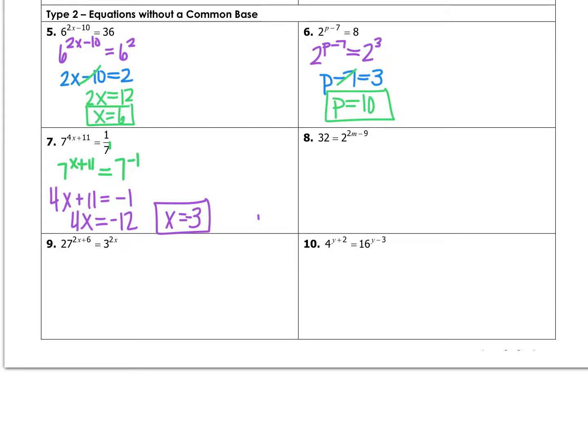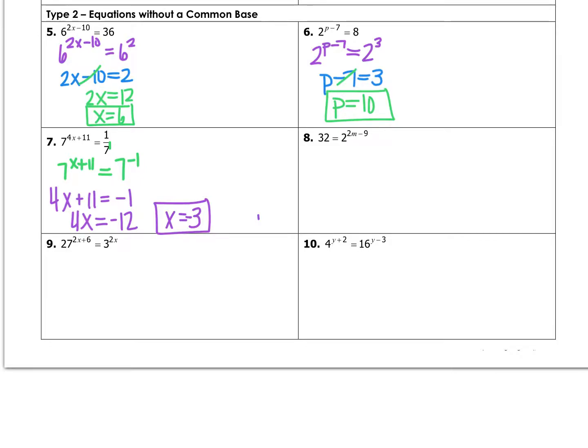All right, so hopefully when you solved it, you got x equals negative 3. And when I plug it back in, I'm going to have 7 to the 4 times negative 3, which is negative 12, plus 11 is negative 1. So on the left-hand side, I have 7 to the negative 1st power, which I know is the same as 1/7, because that negative exponent takes it to the other side.